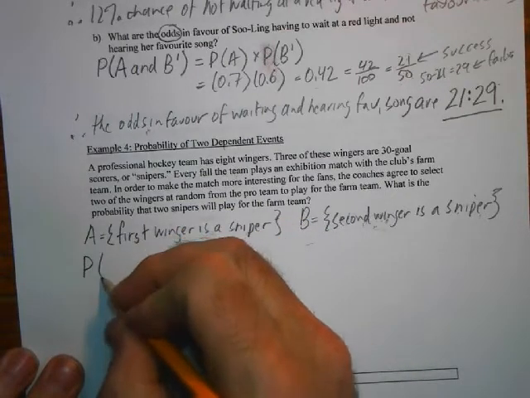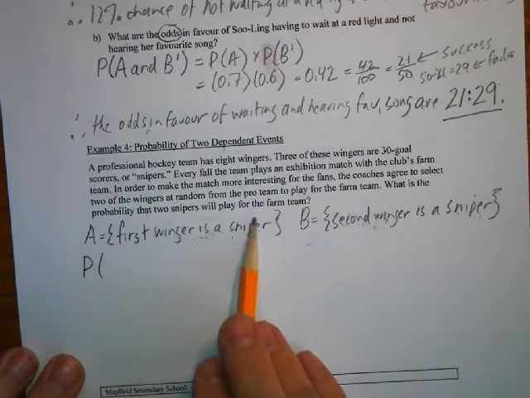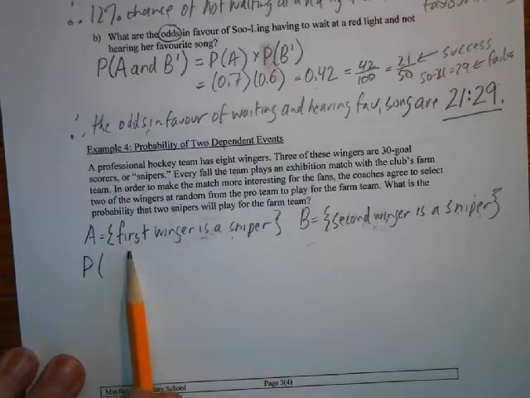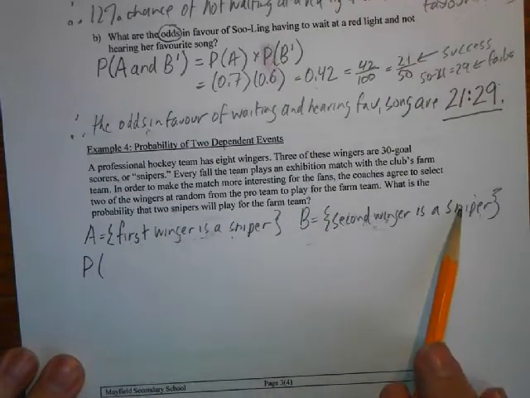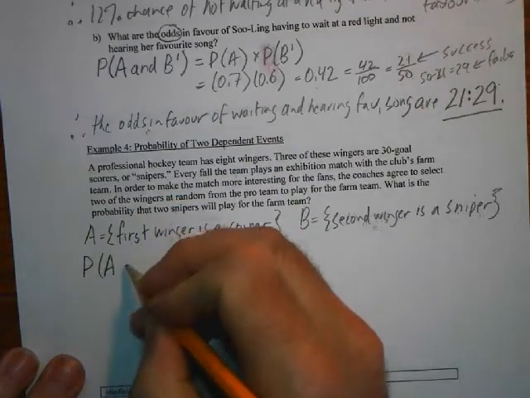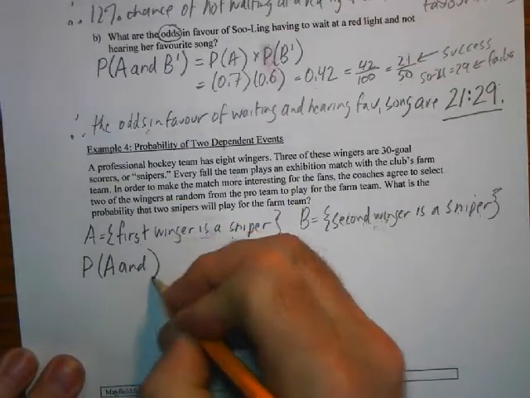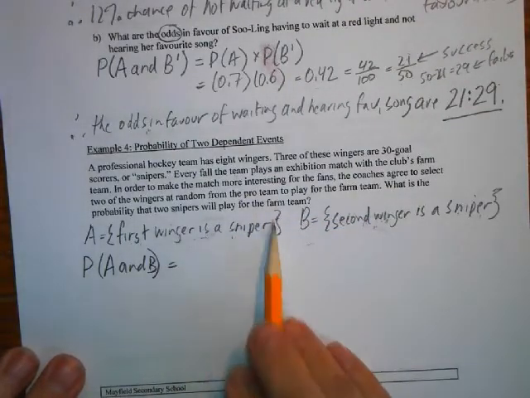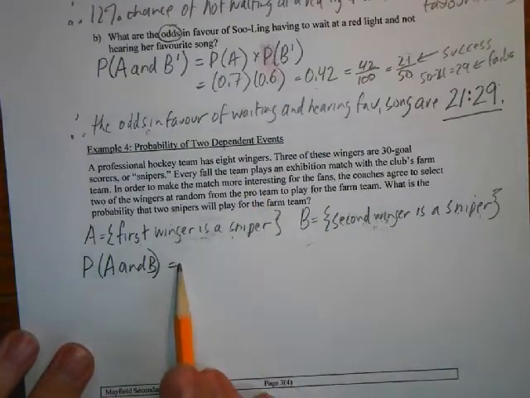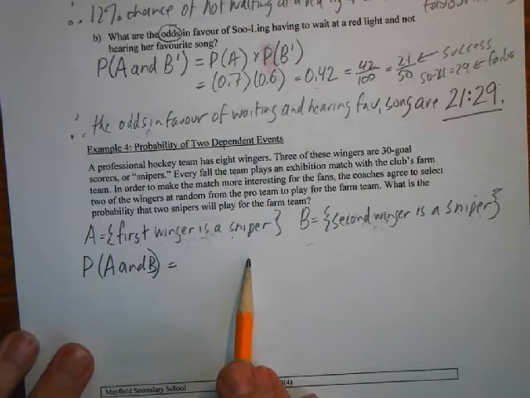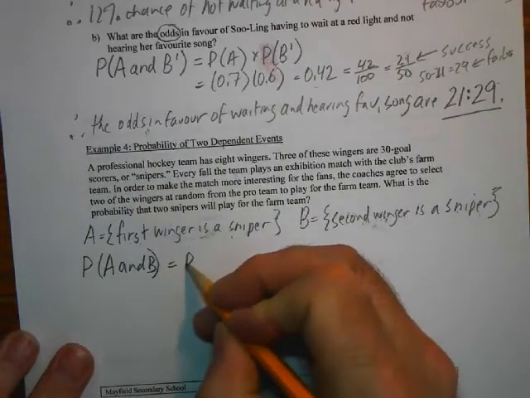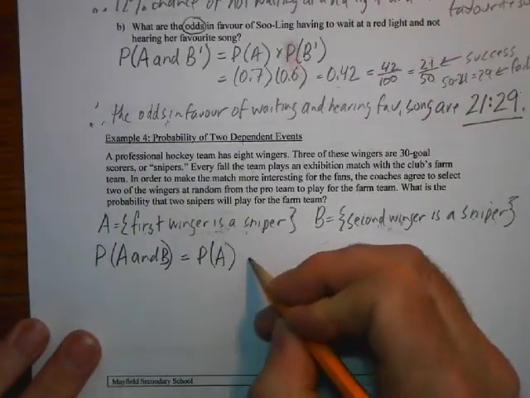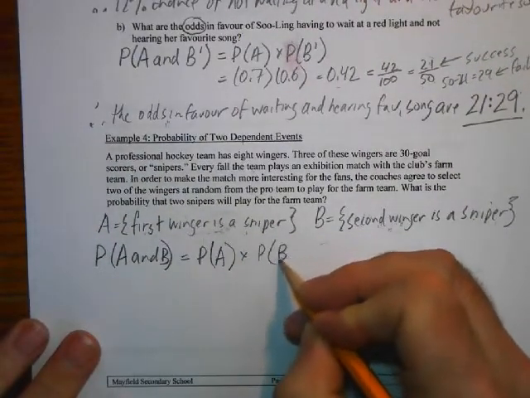So what's the probability that 2 snipers will play for the farm team? Well, that's just combining the 2 probabilities. So the probability the first winger is a sniper and the second winger is a sniper is really the same as probability of A and B. Now, because these are dependent, I can't use just probability of A times probability of B. That's not going to work this time. So the formula is slightly modified. If you remember from the first page, it's probability of A times the probability of B given A happened.